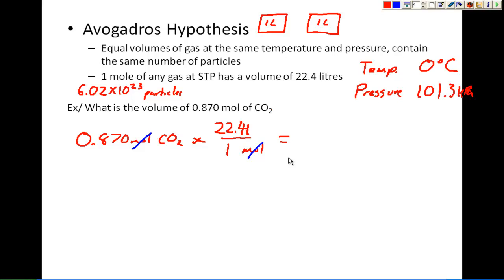And so all I have to do is use my calculator and go 0.87 times 22.4 divided by 1, which you don't really have to do, I guess, and that is going to be 19.488 liters.